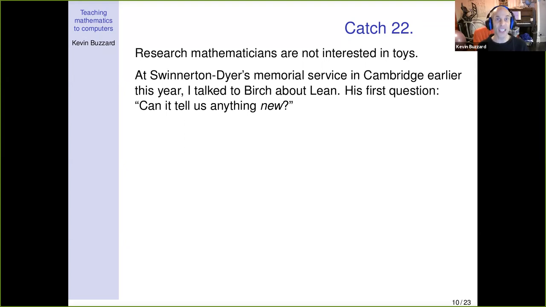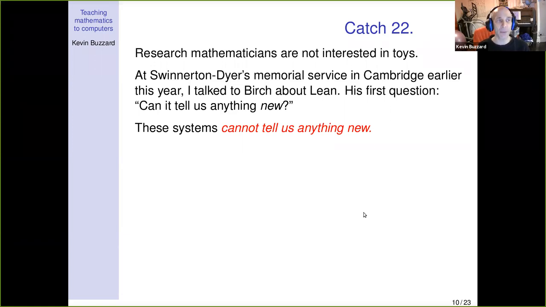And the first thing he asked me, this 80-year-old, doddery, very frail man, and this was really his only question: can it tell us anything new? And the answer is that currently it cannot tell us anything new. It cannot prove a theorem that humans can't prove. This would be wonderful if it happened, but we're a long way from these systems telling us something new.